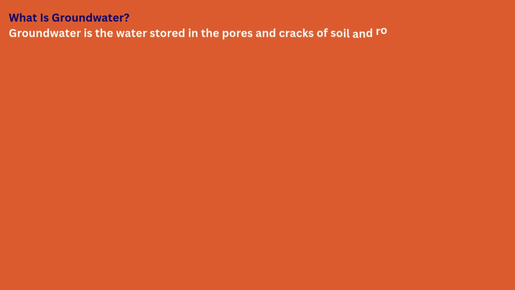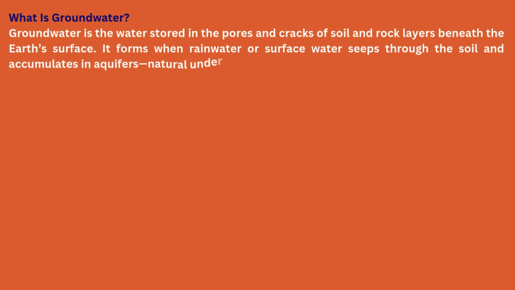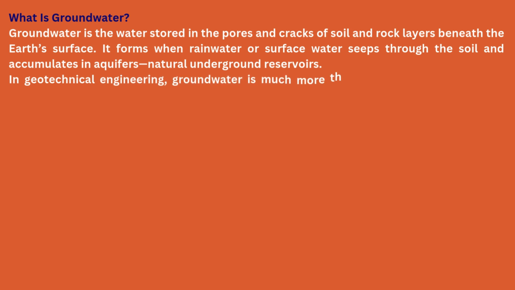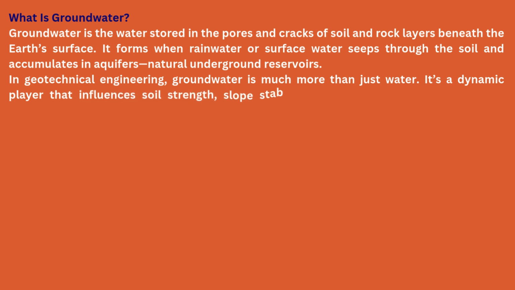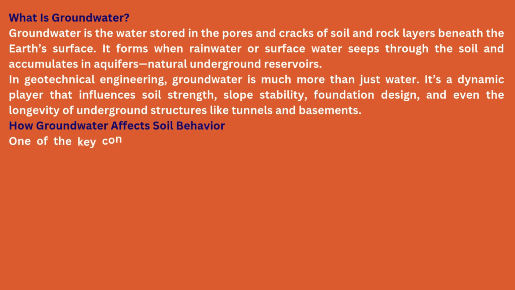What is groundwater? Groundwater is the water stored in the pores and cracks of soil and rock layers beneath the Earth's surface. It forms when rainwater or surface water seeps through the soil and accumulates in aquifers, natural underground reservoirs. In geotechnical engineering, groundwater is much more than just water. It's a dynamic player that influences soil strength, slope stability, foundation design, and even the longevity of underground structures like tunnels and basements.